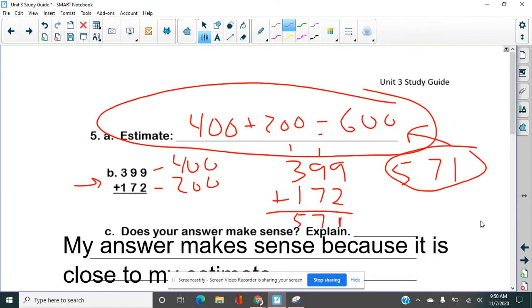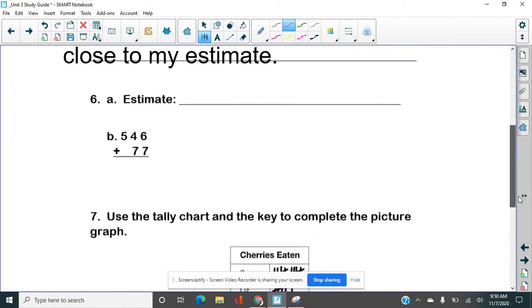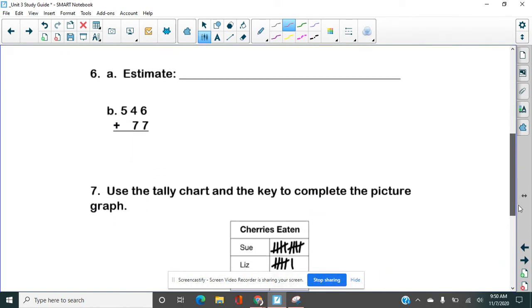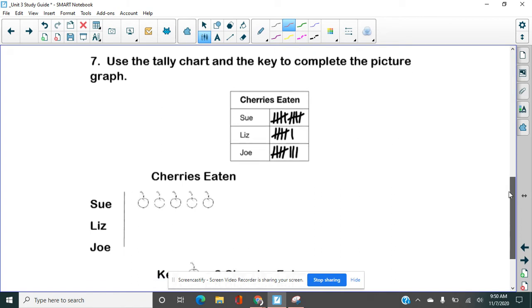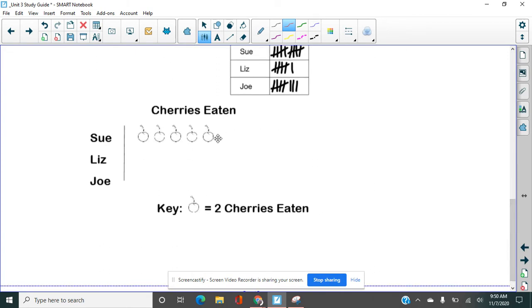All right, let's see. I think we've got one more this time with subtraction. Nope, we've got an addition one. I think we've covered enough addition. Let's go down to the tally chart here. So we're going to use the tally chart and the key to complete the picture graph. So we have, let's see, what do we have here? We have a number of cherries eaten by Sue, Liz, and Joe. I guess they have to have 3 letters in their names. And then we have a picture graph.